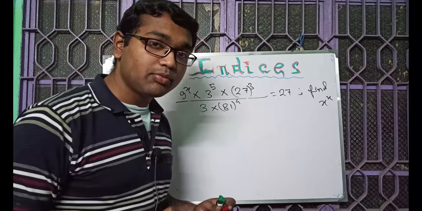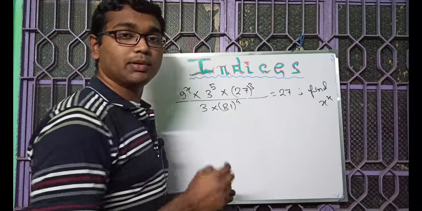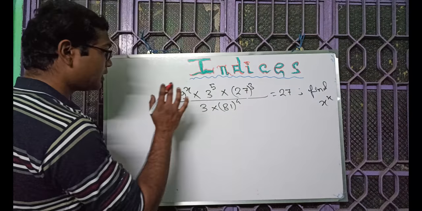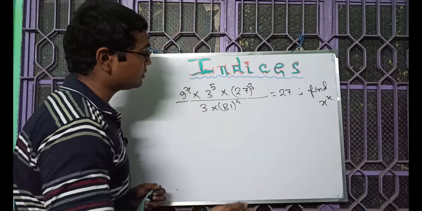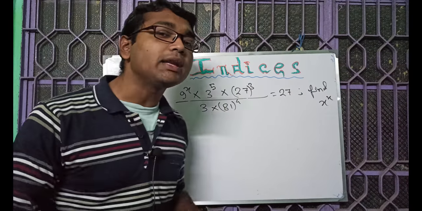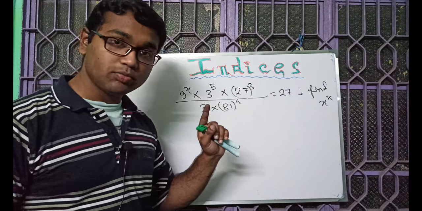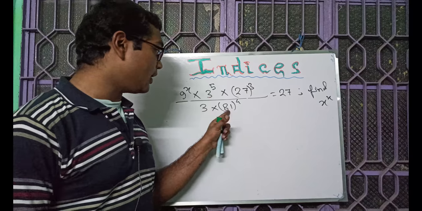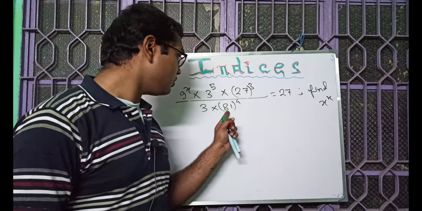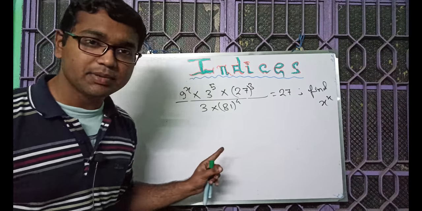And the second step which you should do is to make the larger numbers a power of the lowest number. Okay? Now, 9 is obviously 3 square. 3 is 3. 27 is 9 into 3, which means 3 cube. And 81, 27 into 3 is 81. Therefore, this is 3 to the power 4. Okay, it is as simple as that.